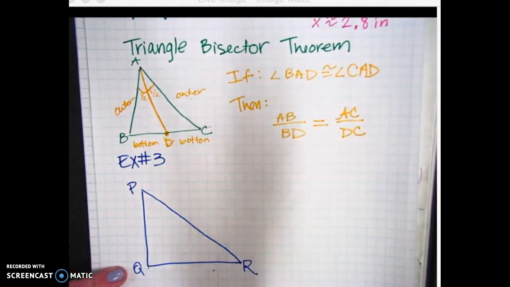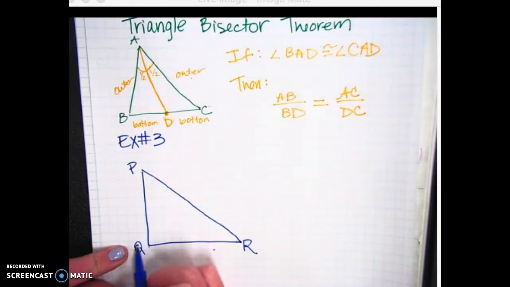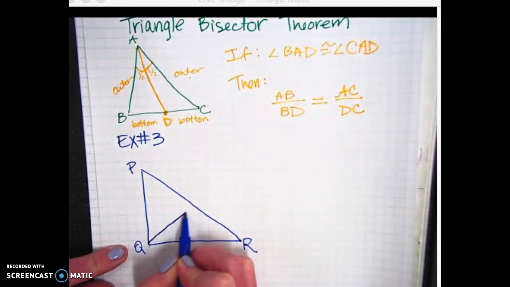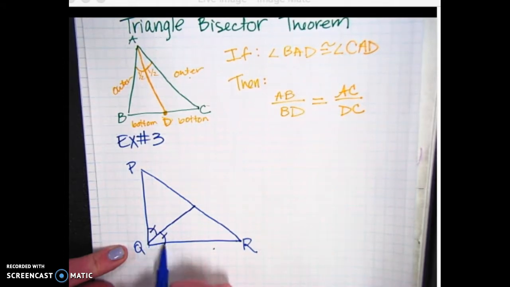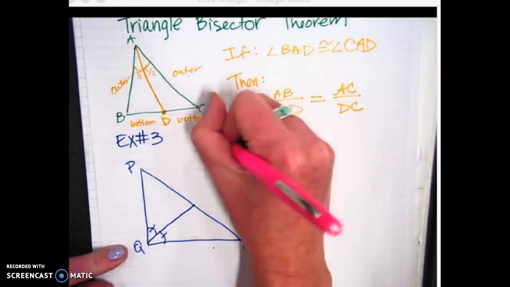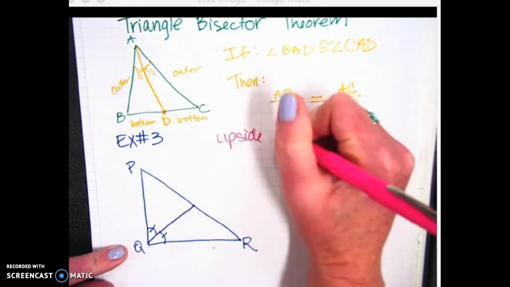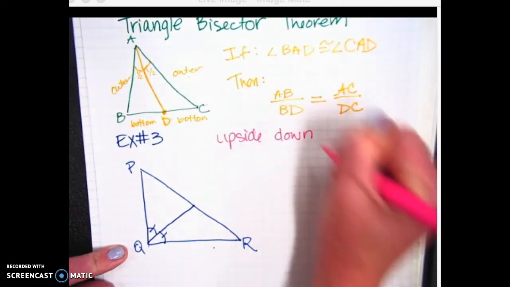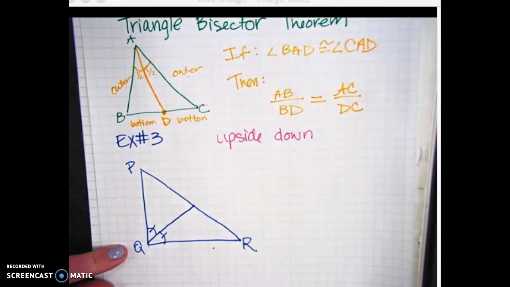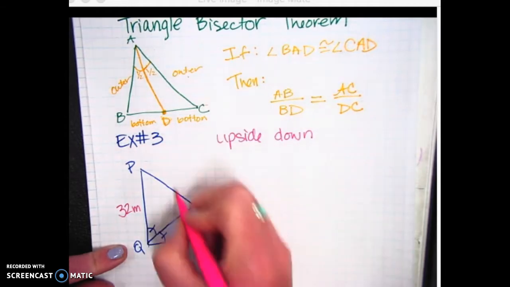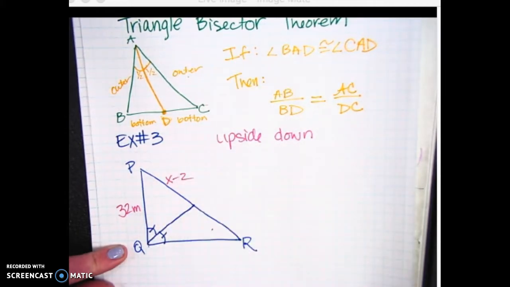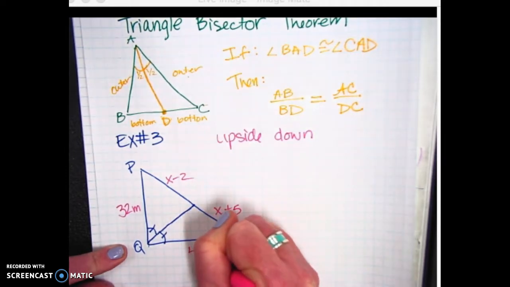Okay. Tricky part on example number 3, I'm going to bisect angle Q. So here's the angle that's bisected, and you're probably going to have these little arcs to show which one's bisected, and then you're going to realize this one is upside down. Okay. Let's fill in some measurements. We've got 32 meters over here. We've got x minus 2 here, x plus 5 here, and 40 meters over here.